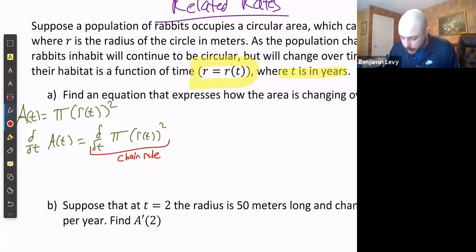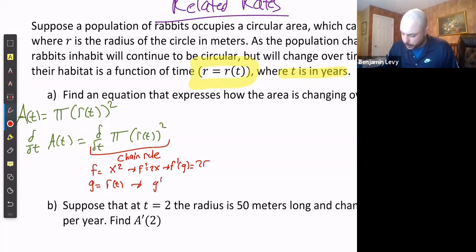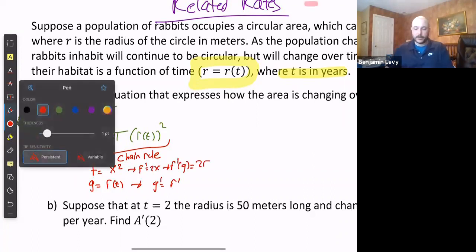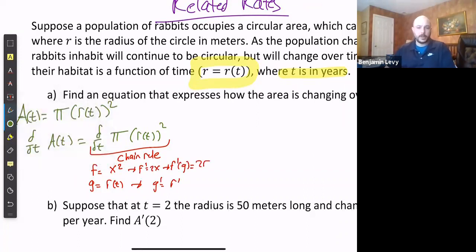So just in case we need to see this again, right? The outside function is x squared. The inside function is r of t. And so that means f prime is just 2x. F prime with g plugged in is just 2r. And then g prime is r prime. We just get 2r prime, just like a second ago. It's no different than anything else we saw on the previous page. We just have a little bit of context, right?